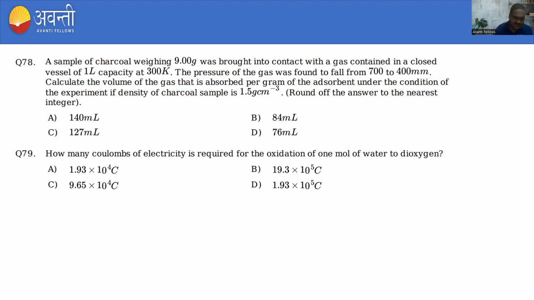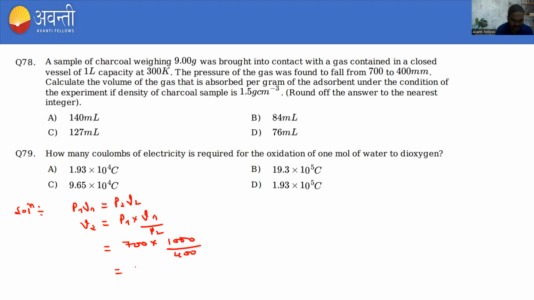So this question is from surface chemistry, right? So you have to calculate this. Let me calculate the value. We know the formula: P1V1 is equal to P2V2. So from here you calculate V2. V2 comes out to be P1 into V1 divided by P2. We know the values: 700, and V1 is 1,000, divided by 400. So the value comes out to be 1750 milliliter. So this is the volume V2, right?